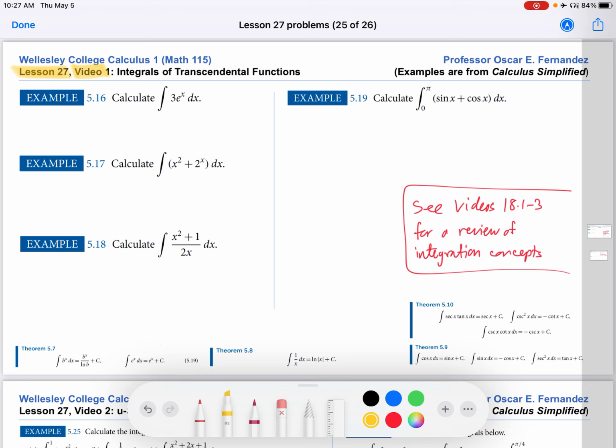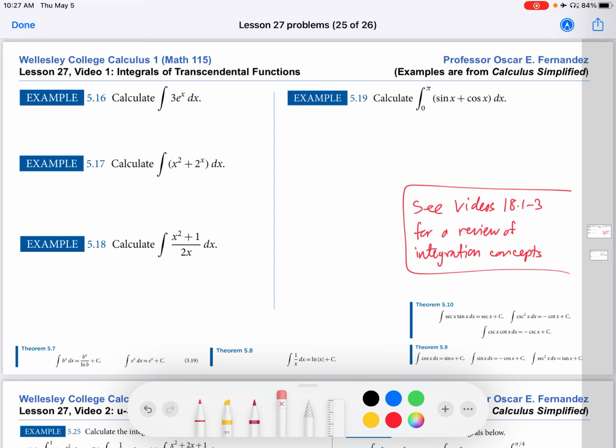We'll be talking here about integrals of transcendental functions. As you see on the screen, there are exponentials. Some of these will generate logarithms, and then there are also trig functions here. These examples come from Calculus Simplified, so let's just dive into these 4.